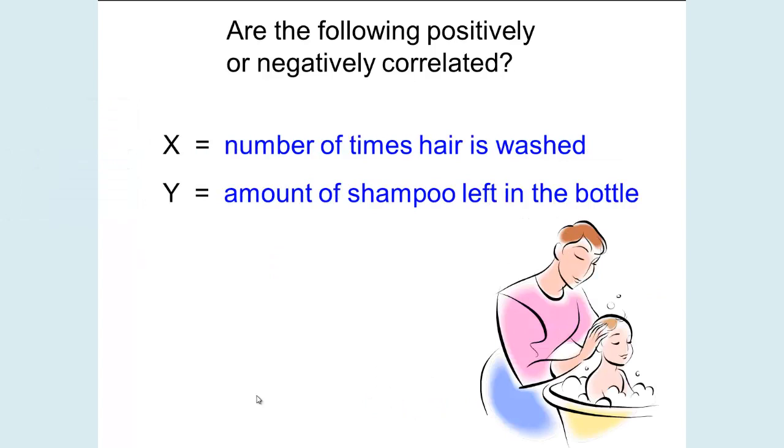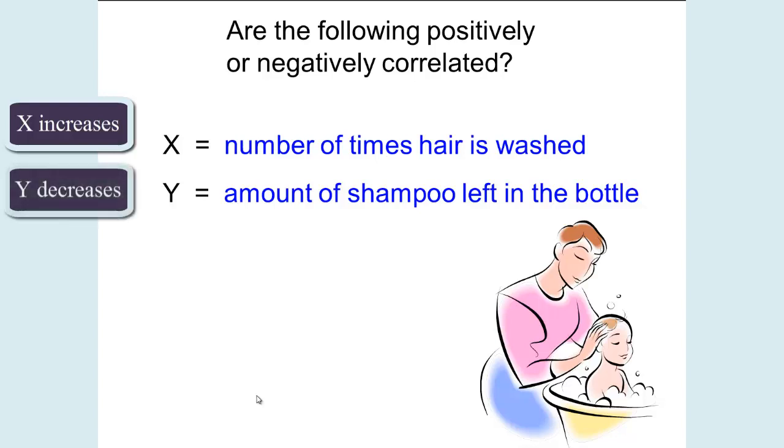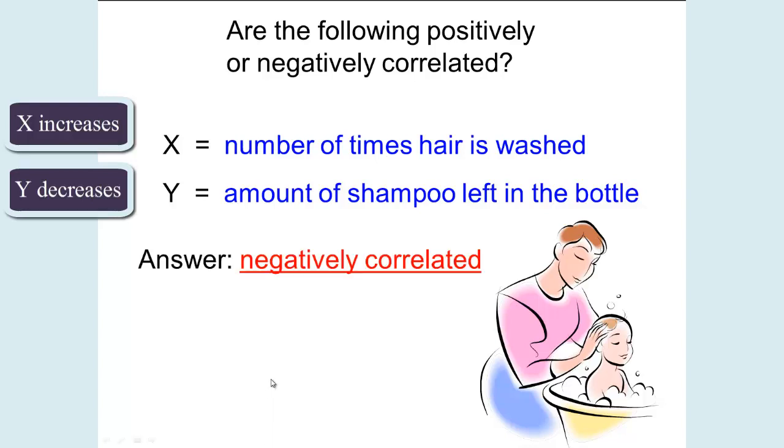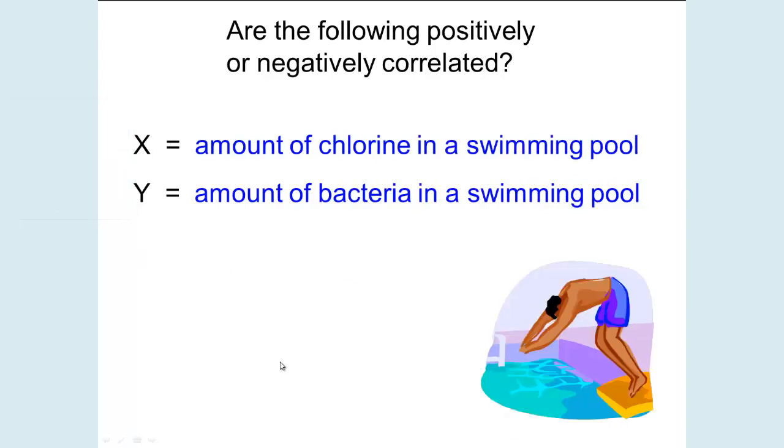Are the following positively or negatively correlated? X is the number of times hair is washed. Y is the amount of shampoo left in the bottle. As X increases, as the number of times you wash your hair increases, what happens to the amount of shampoo left in the bottle? It decreases. X increases, Y decreases. That means they're moving in opposite directions, and therefore you are negatively correlated.